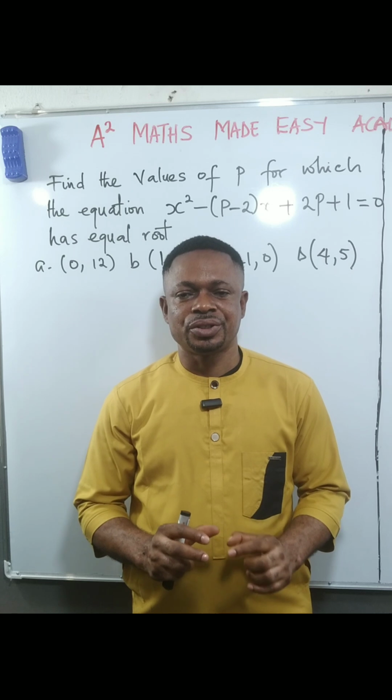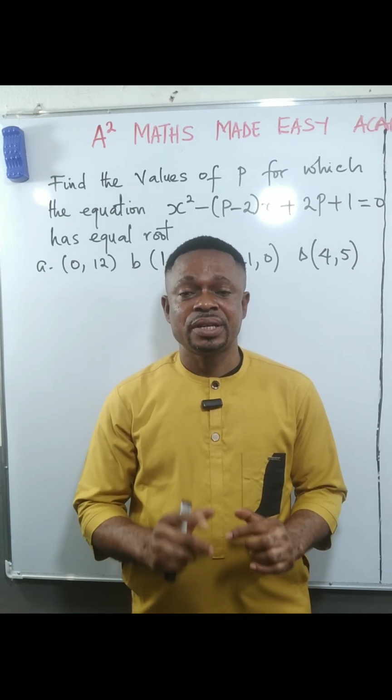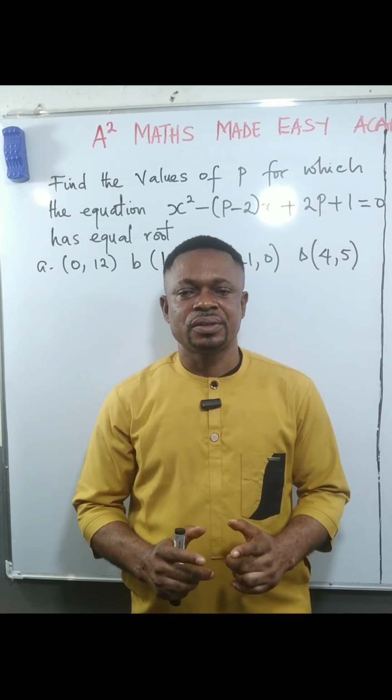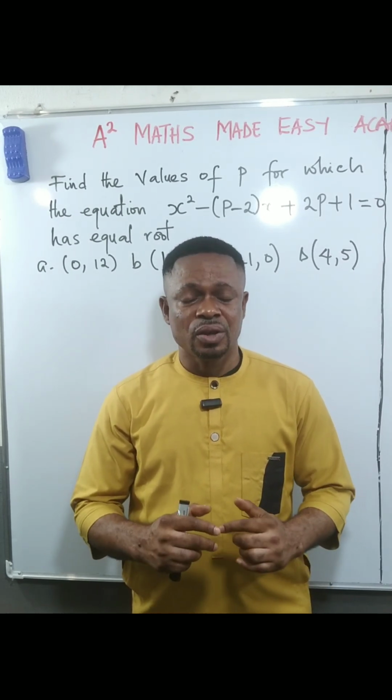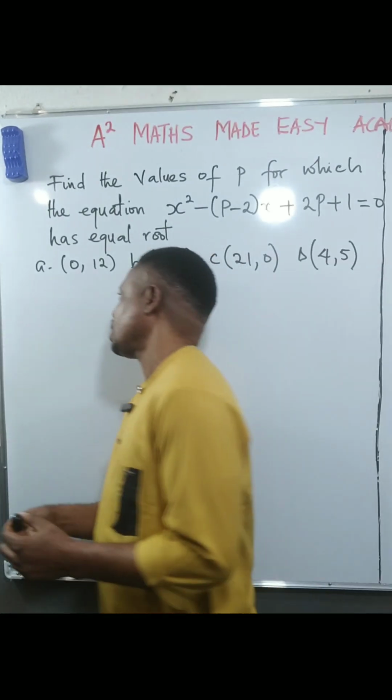Now I want to continue from where I stopped under discriminants. In today's video, we are going to observe how to find an unknown value under equal roots. Now I want us to take a look at this particular word question.